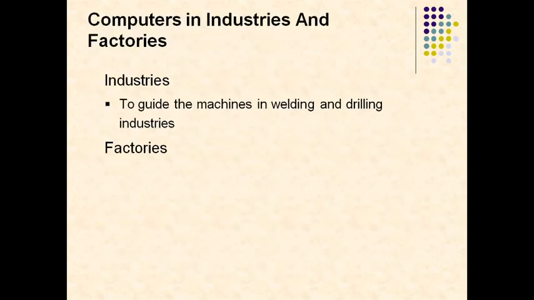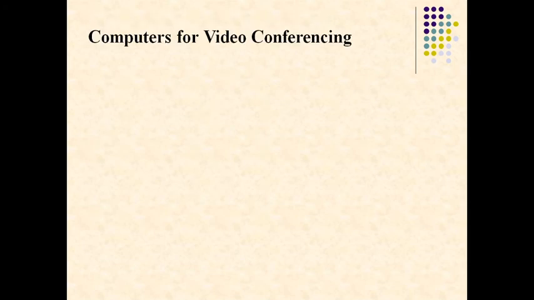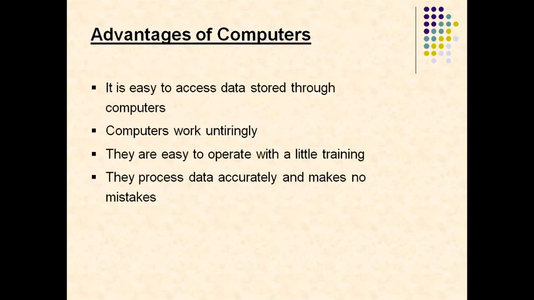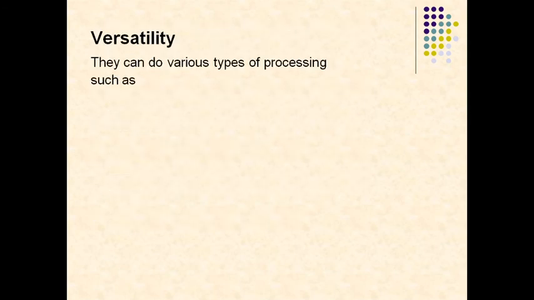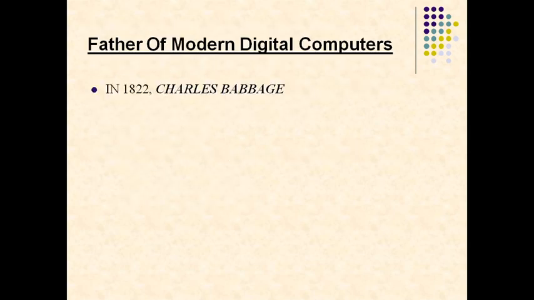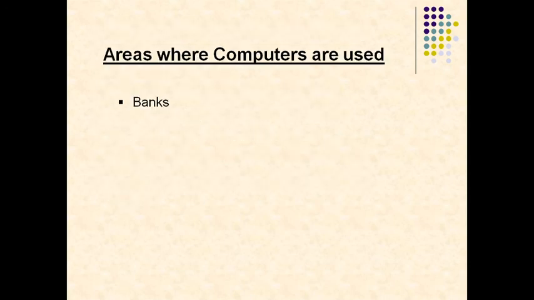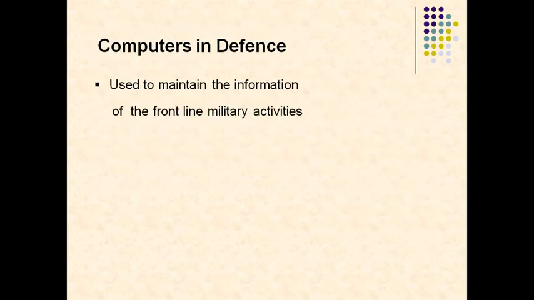So let us move to the next topic, students. We were discussing the topics, that is what is the computer, what is the definition of computer, what is the history and evolution of computers, and what are the characteristics and capabilities of computers. And we also discussed the advantages and disadvantages of computers. And also we discussed about the areas where computers are used.